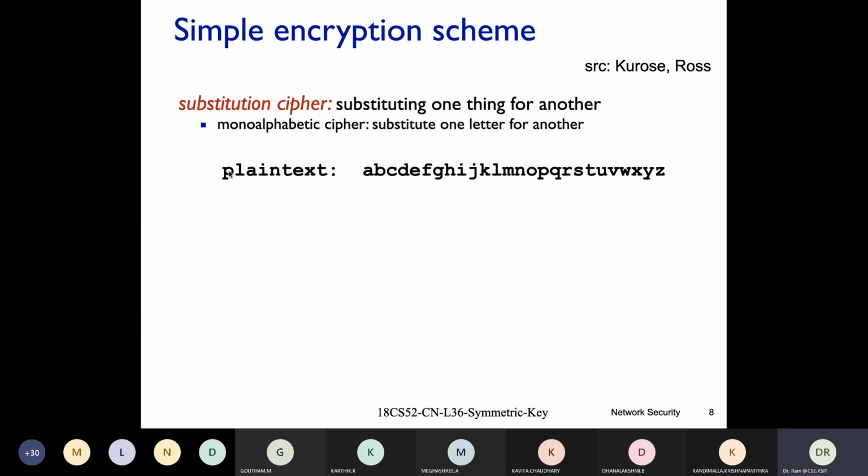This could be done by XOR with other text. This could even be a shift. This could be a mapping. So let's say this is the plain text A, B, C, D, F to Z. You get this converted text. And essentially, for each letter, we are substituting some other letter.